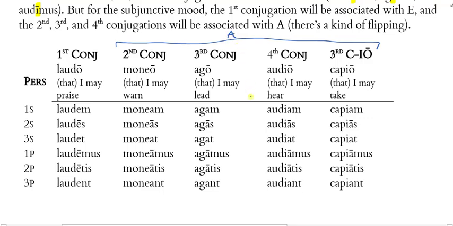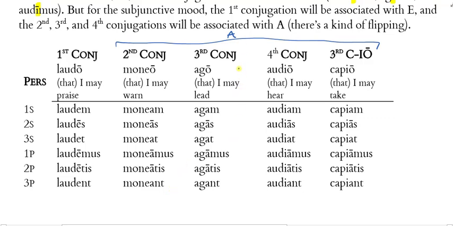For second conjugation, we're going to flip all these and use the letter A before our personal endings. So with moneo, it's moneam, moneas, moneat, moneamus, moneatis, moneant.